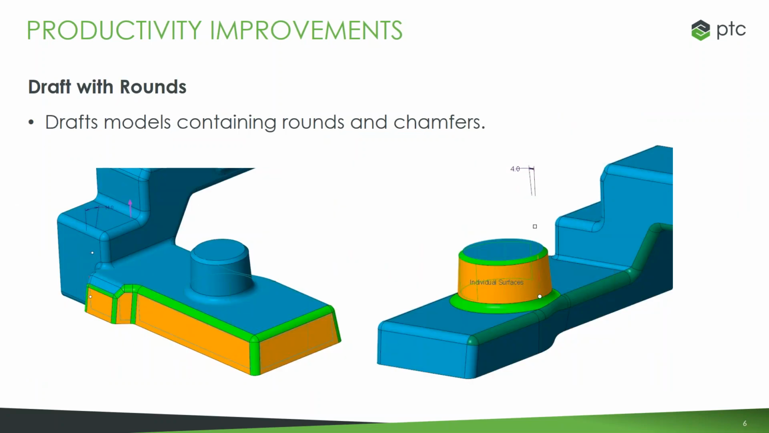There's also been some improvements with being able to do drafts with rounds, I should say. So in the past, if you wanted to do a draft on your model and it contained a round or a chamfer, you had to get rid of that before you could do the draft. But Creo is now smart enough to automatically remove that round or chamfer itself, put the draft in, and then put the round or chamfer back in place for you.